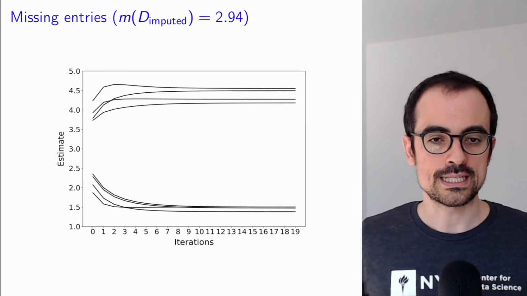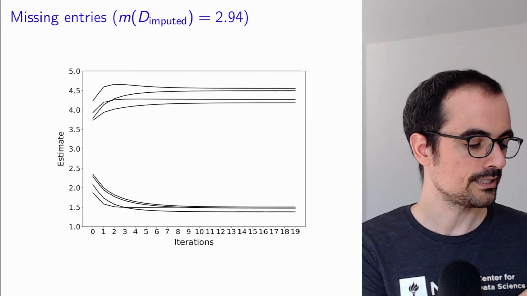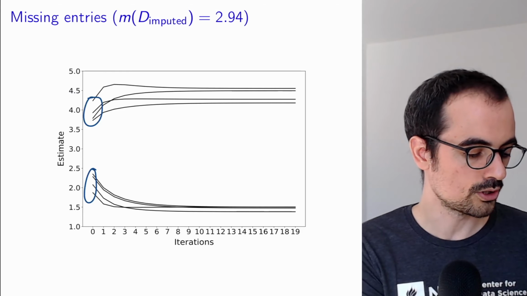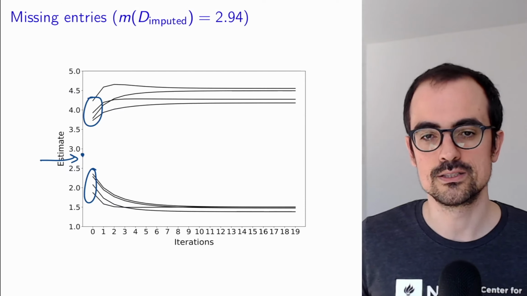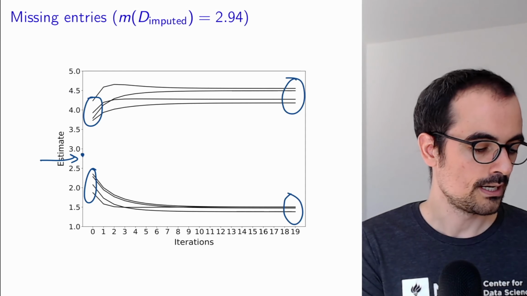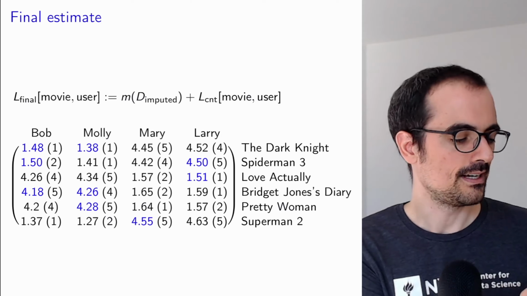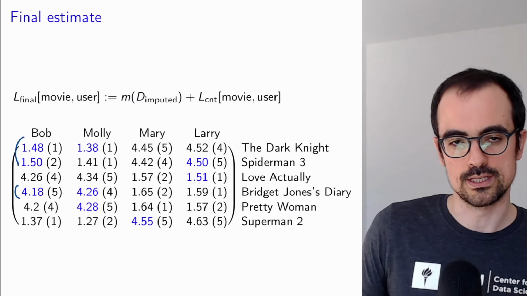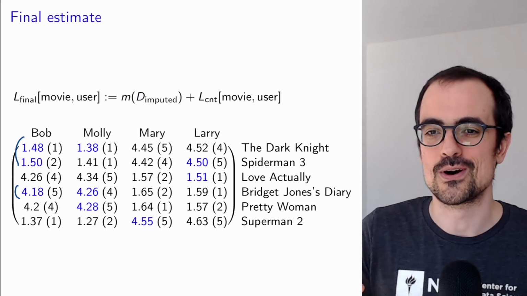Okay, so what happens when we alternate between imputing and low rank? Here I'm showing you the estimates for the missing entries. At the beginning, they are closer to the mean rating. And then after not that many iterations, they converge to more extreme values. And here I'm going to show you that those extreme values are actually correct in this case. You can see particularly the estimates for Bob have become much better. The lower ones are closer to the lower values, the higher one is closer to the higher value. So our method worked.